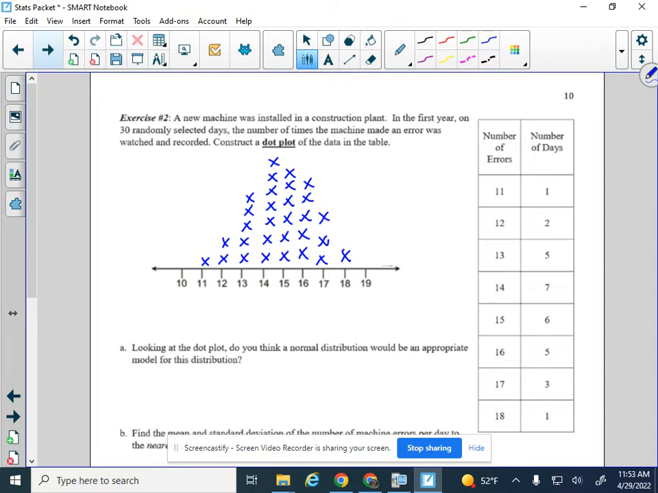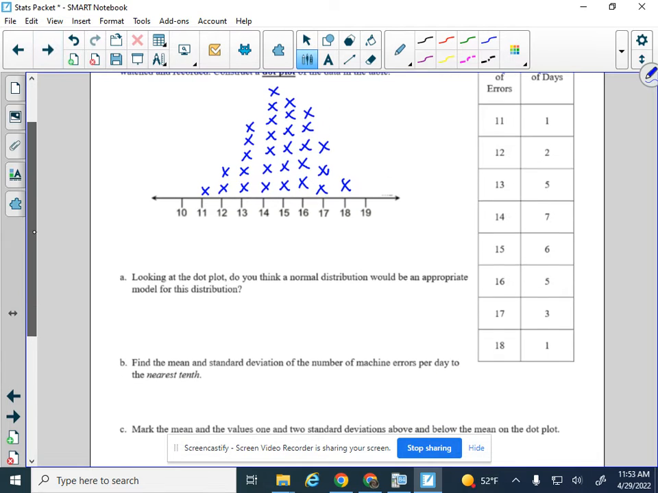Looking at the dot plot, do you think a normal distribution would be an appropriate model for this distribution? Yes, it's mound shaped, so as we get towards this thing called the normal distribution, we could use it. So yes, it's mound shaped.